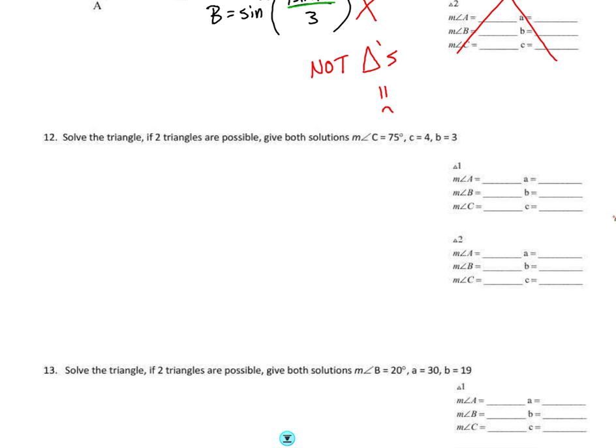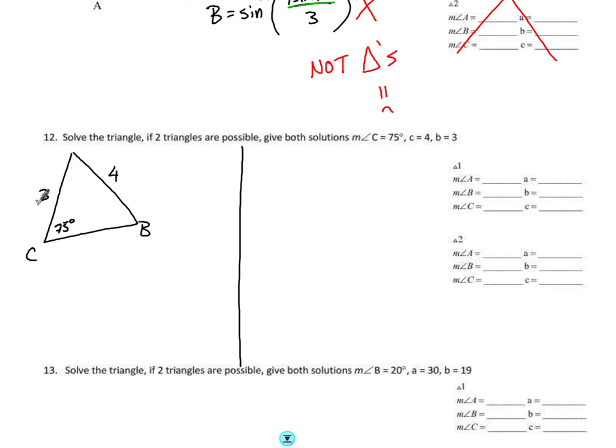Draw something that looks acute for now. We're given angle C. We'll put that right there. Side c opposite is 4. And side b, we'll say is opposite of angle B, so we'll put that here, 3. Looking at that information, angle C is 75 degrees, c is 4, and b is 3.